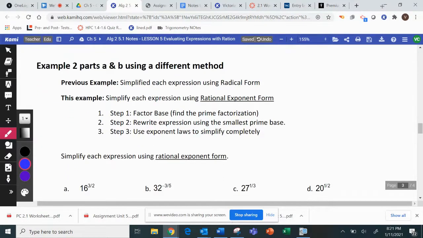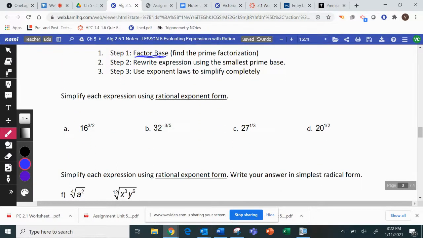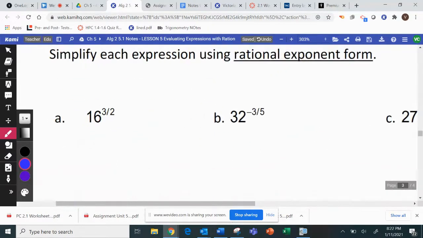So example 2, parts A and B use a different method. Step 1 for this is we're going to factor the base. So this is a different method. We're going to do the exact same thing we were doing. This is actually the method that I think is the easiest, but that's really your own opinion when you try both methods.